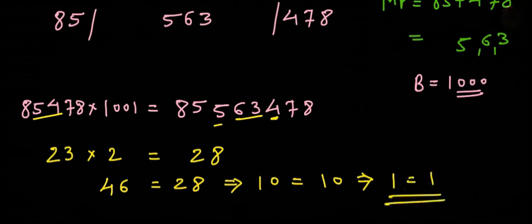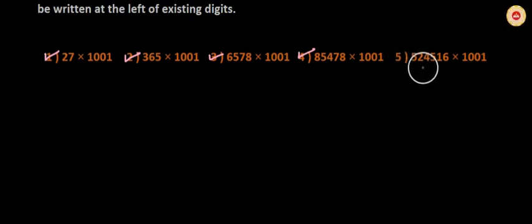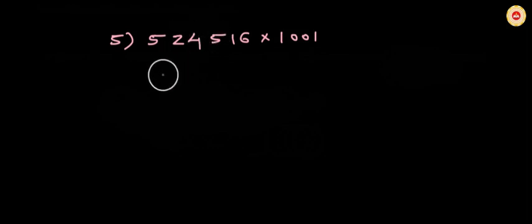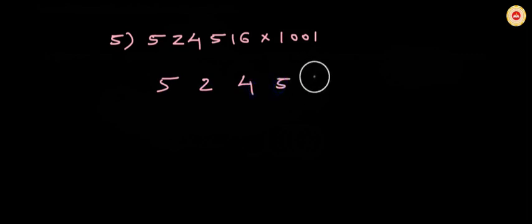Next example. Fifth example, 5,24,516. Fifth example is 5,24,516 multiplied by 1001. Right? 1, 2, 3, 4, 5, 6. There are total 6 digits in the given multiplicand. Let us write given multiplicand 5, 2, 4, 5, 1, 6. There are total 6 digits in the multiplicand.